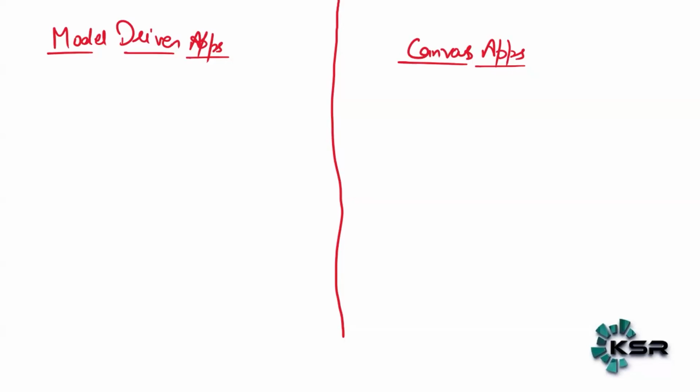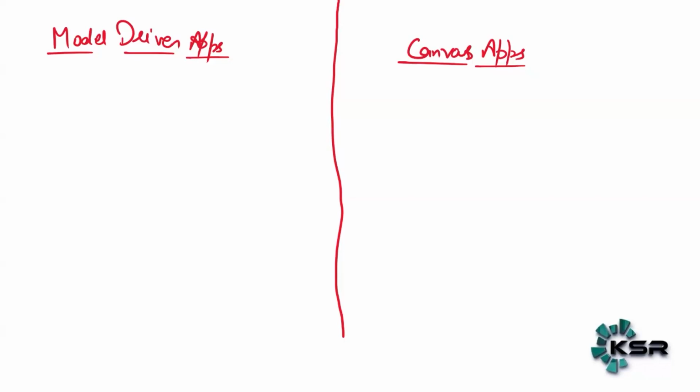The basic difference is with design: include design and exclude design. We can say Canvas app is not having the design. Model apps we can call as having an already defined structure, and in Canvas app we are designing.